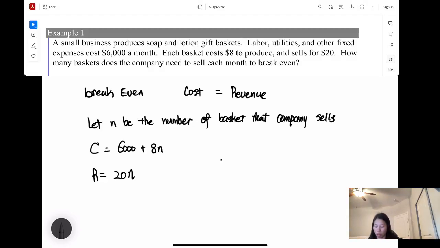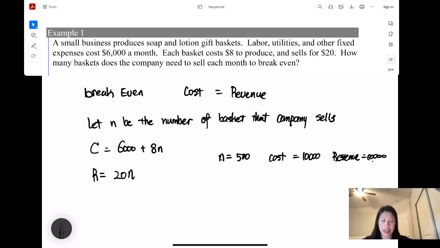Okay. So the break-even point is going to be what? When n equals 500, the cost equals what? 10,000. Also, the revenue also equals 10,000. So this is going to be the break-even point.